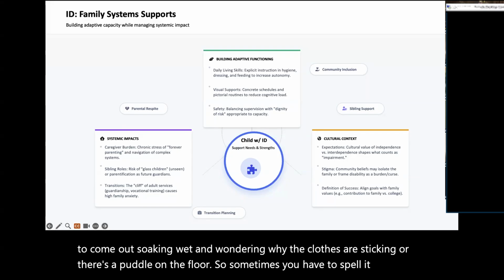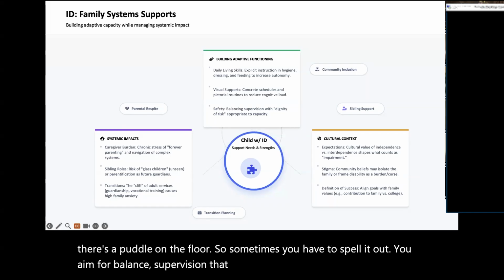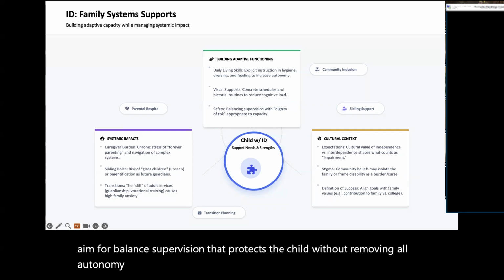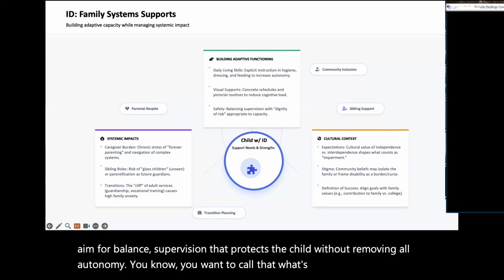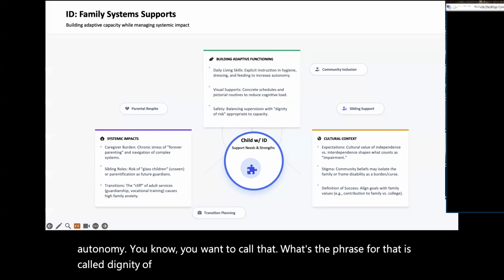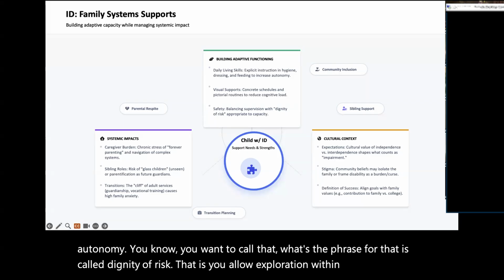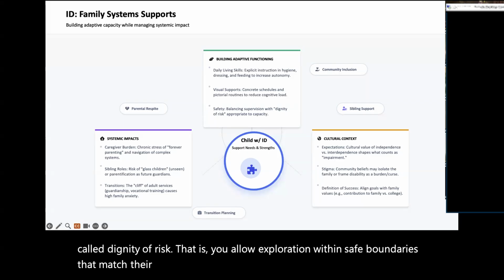You aim for balance, supervision that protects the child without removing all autonomy. The phrase for that is called dignity of risk. That is, you allow exploration within safe boundaries that match their cognitive capacities.